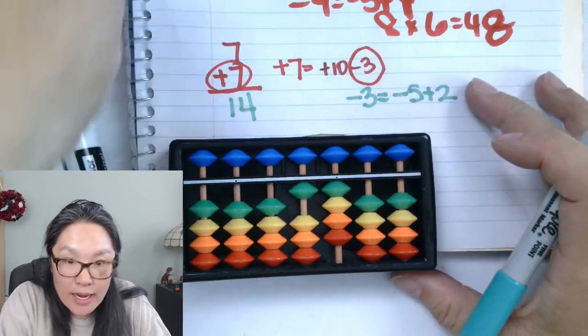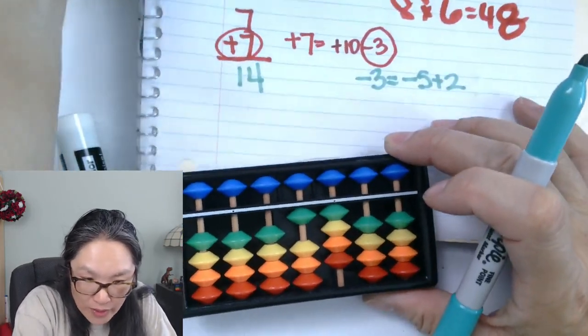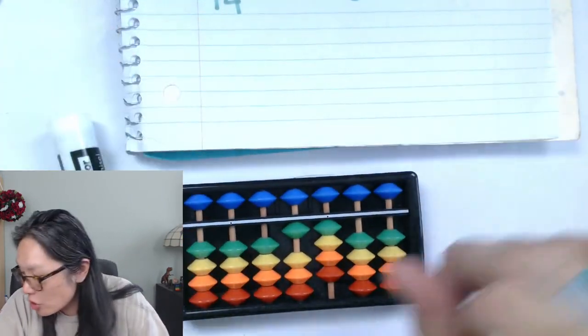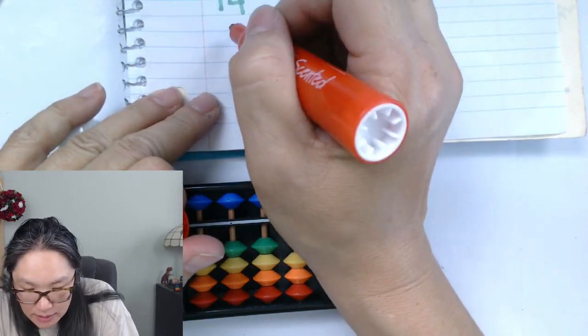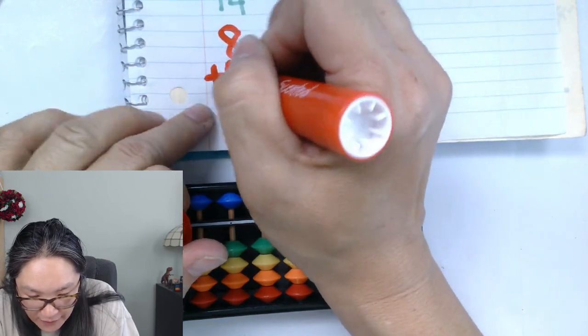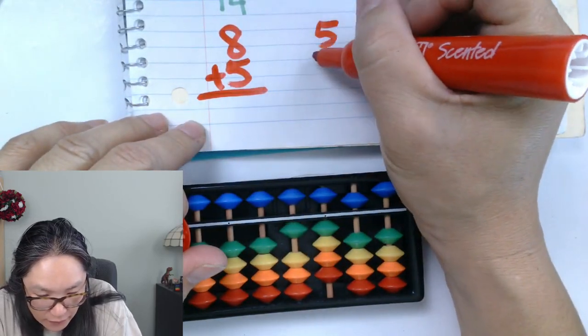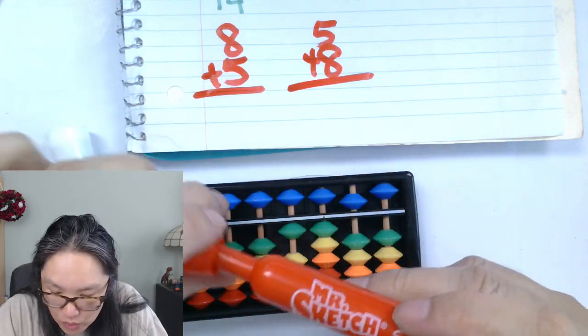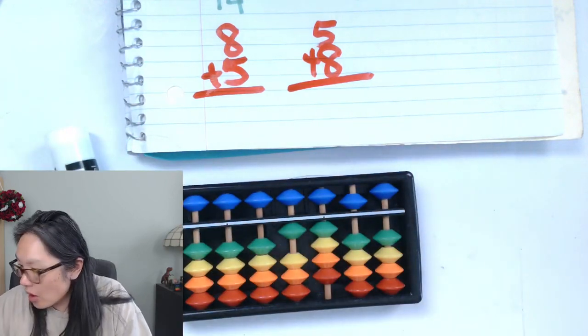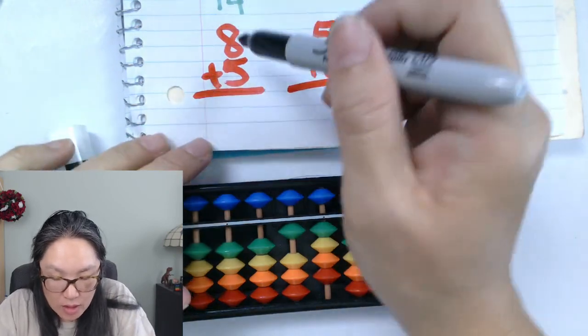So I had a parent, they're like, you know what, I want them to know what this is. It was this one. It was 8 plus 5 and then 5 plus 8. Isn't that the same? No. Why? Because it's all about the add-in.